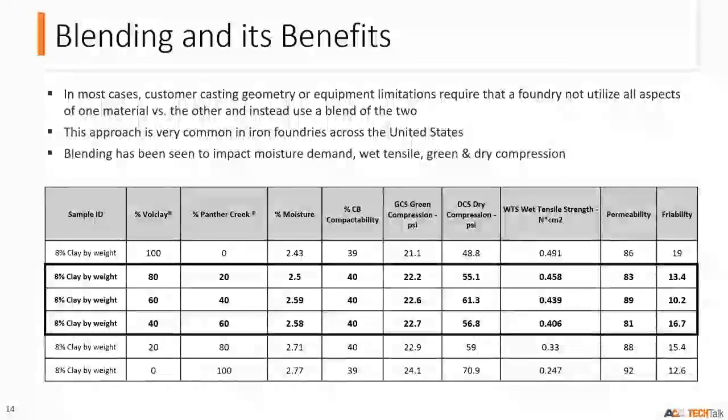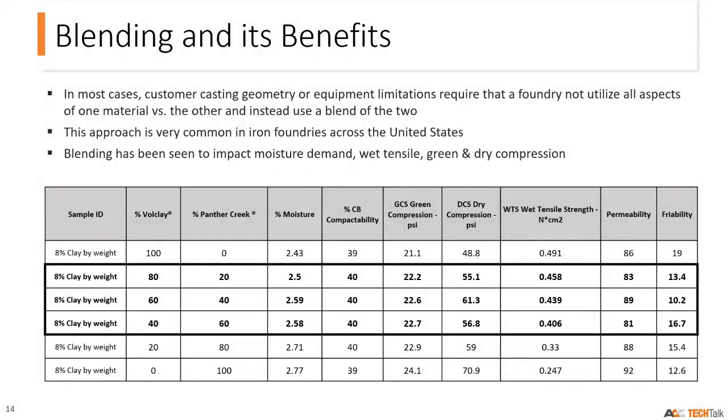All right, now we're going to talk about blending the two and its benefits. In most cases, customer casting geometry or equipment limitations require that a foundry not utilize all aspects of one material versus the other, and instead use a blend of the two. This approach is very common in iron foundries across the United States and North America. Blending has been seen to impact the moisture demand, wet tensile strength, and green and dry compression.